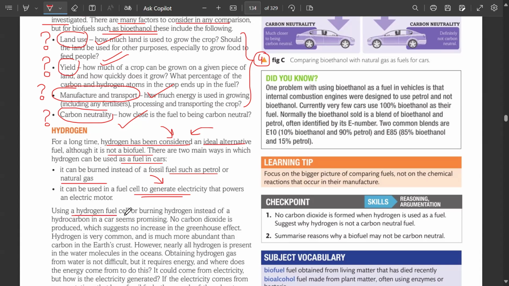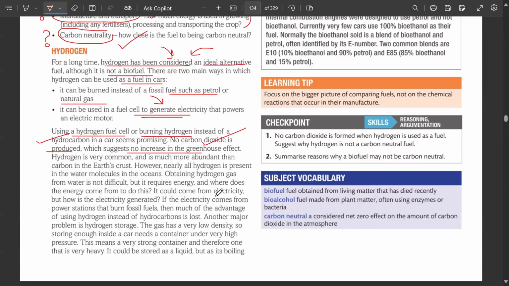ठीक है, ये हाइड्रोजन फ्यूल सेल और बर्निंग हाइड्रोजन है तो सेम चीज ही. नो कार्बन डाइऑक्साइड प्रोड्यूस, दिस इज अ गुड थिंग. सो नो इंक्रीज इन ग्रीन हाउस इफेक्ट. लेकिन मसला क्या था इसको प्रोड्यूस करना. मेकिंग अ हाइड्रोजन फ्यूल सेल रिक्वायर्स अ लॉट ऑफ एनर्जी. तो जो आपको उसने प्रोडक्ट देना है वो वैसे ही आपके पास बैलेंस आउट हो जाता है.